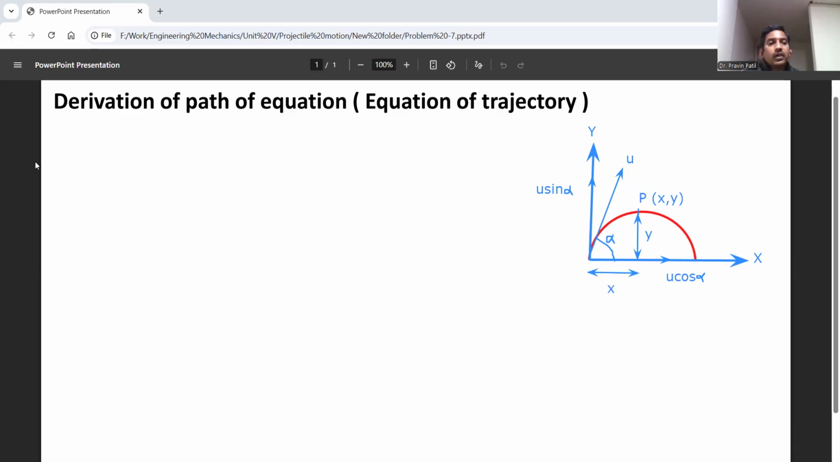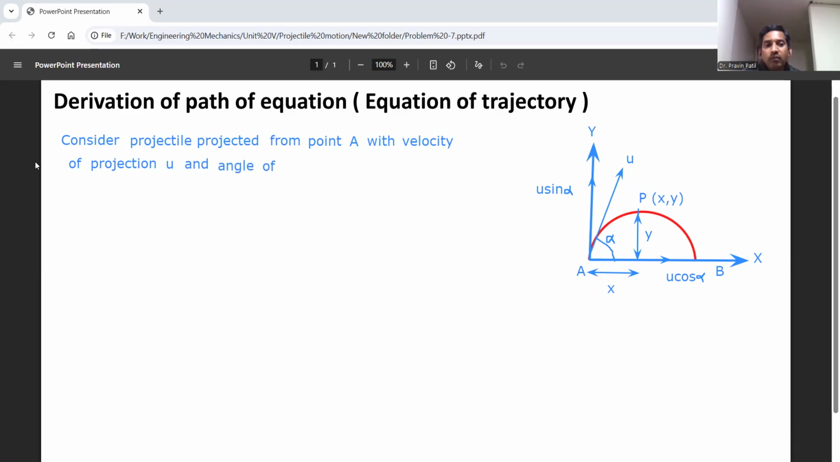Consider a projectile projected from point A, landing at point B, from point A with velocity of projection u and angle of projection alpha. Now let point P be reached in time t1.